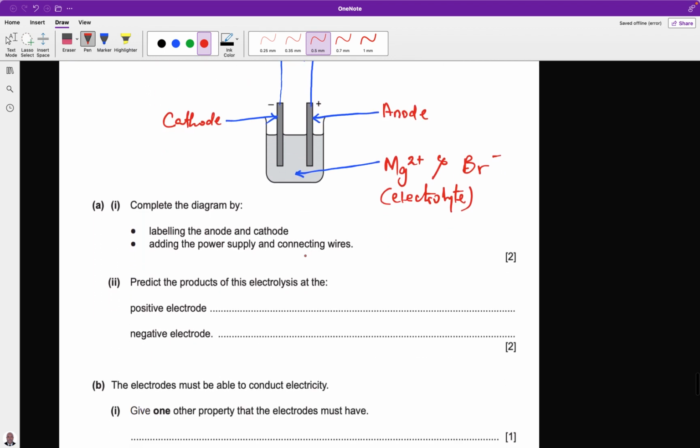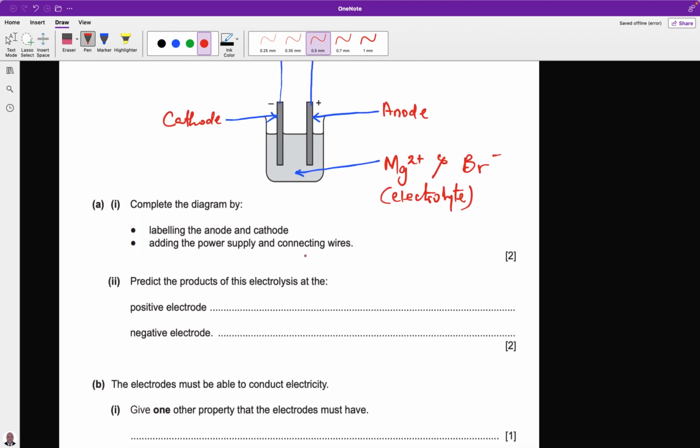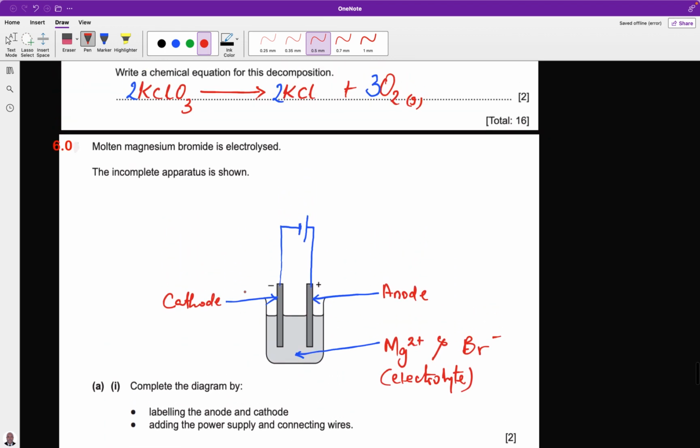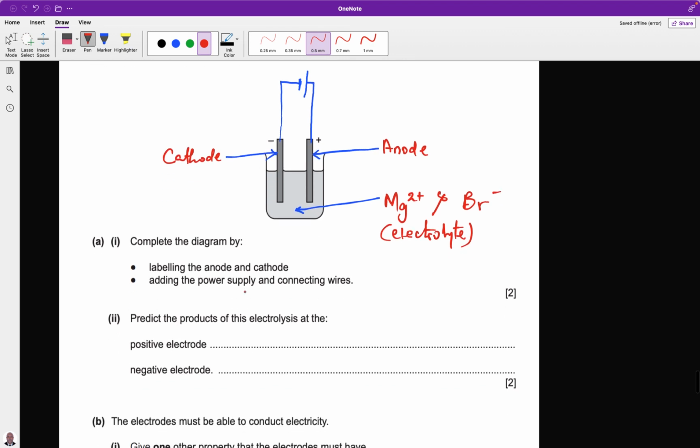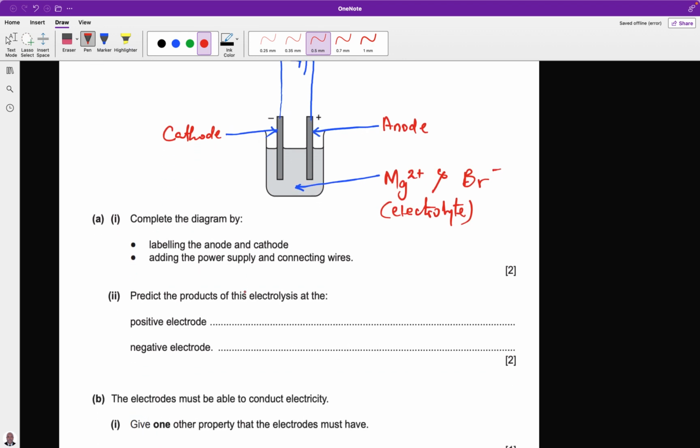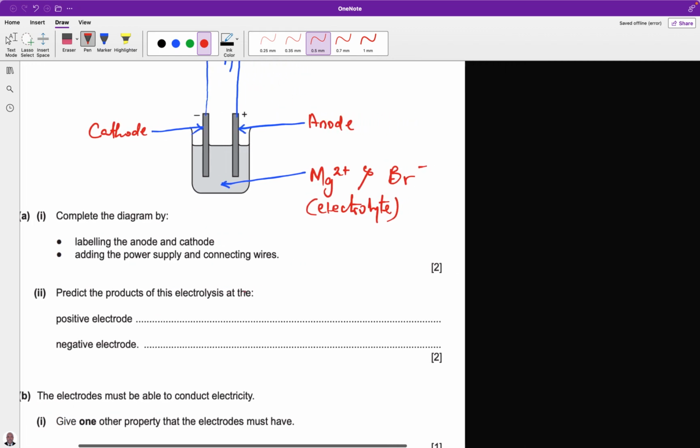Now, question 2. Predict the product of this electrolysis at the positive electrode. At the positive electrode, what is going to happen here? What we are going to have is this molten magnesium bromide.